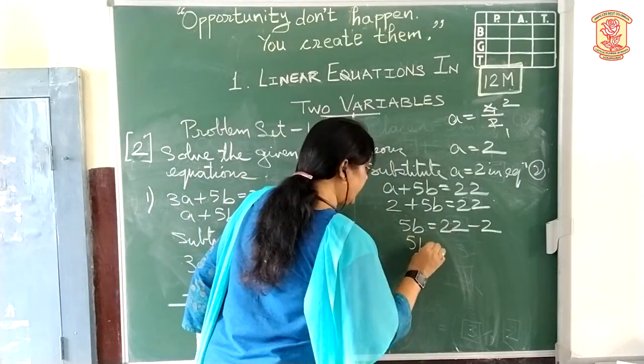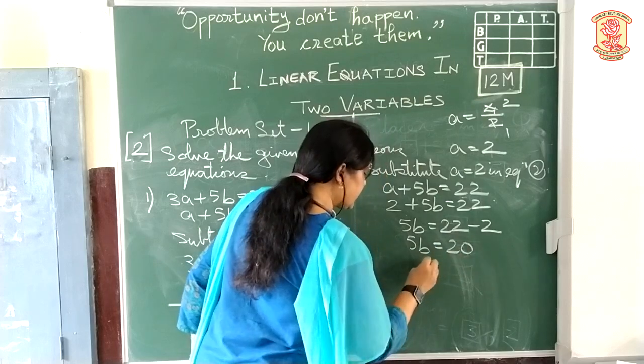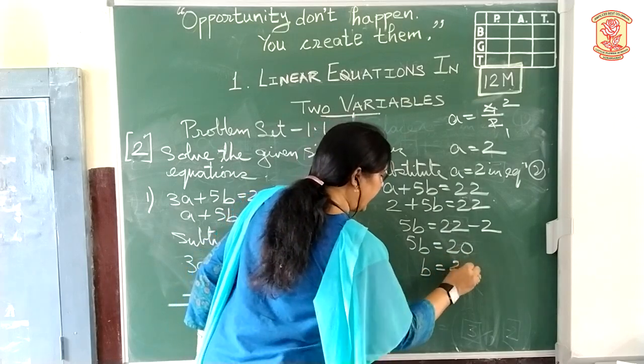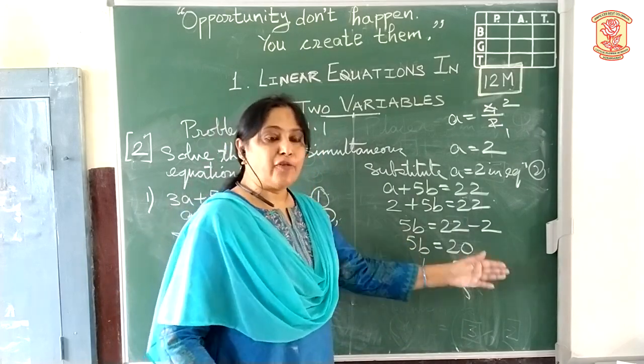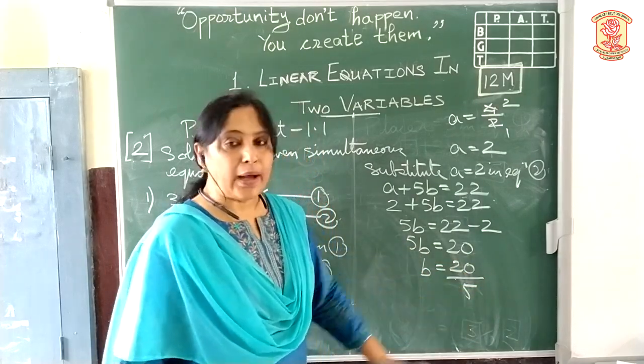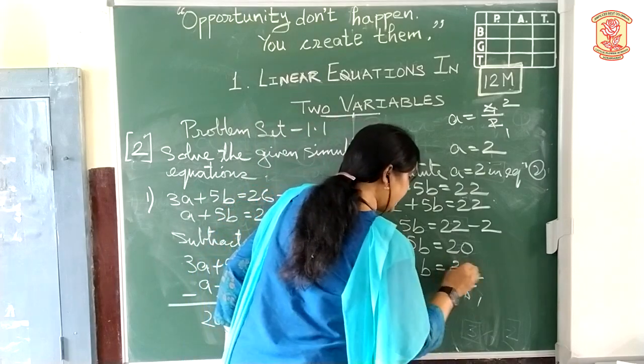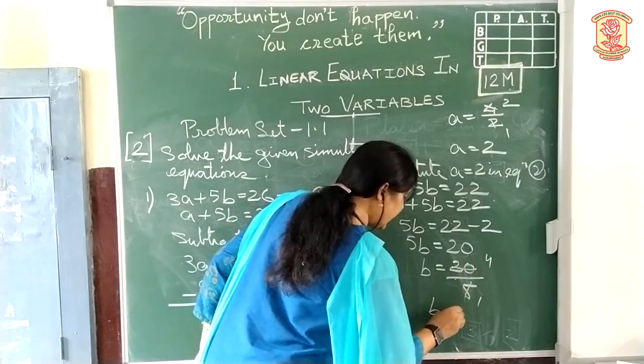So we get 5b equals 20. So b equals 20 upon 5. b is multiplied by 5, so when 5 goes to the other side, it will be divided by 5. 5 ones are 5, 5 fours are 20. So the value of b is 4.